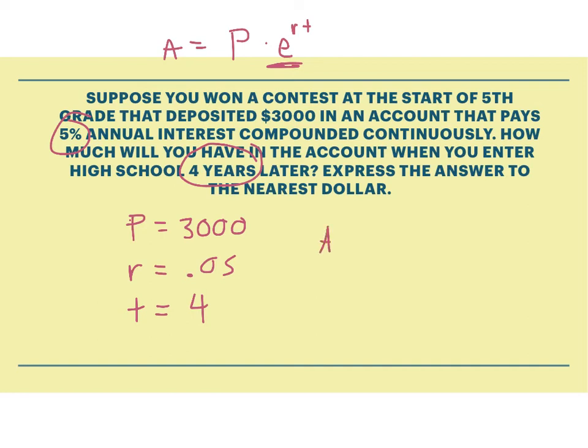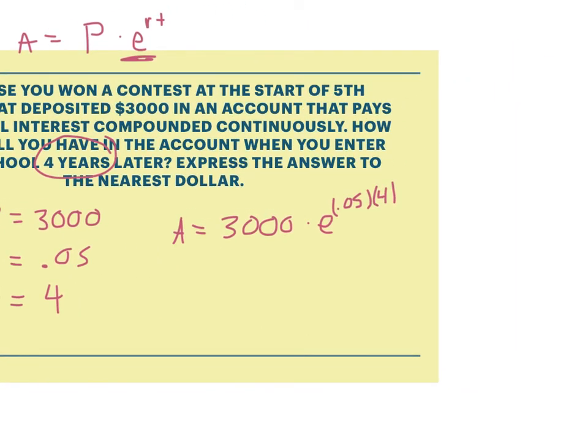So our amount in our account is going to be 3,000. We're just plugging in all of our numbers now, so we have 3,000 times e raised to the 0.05 times 4. So we're going to put this into our calculator first. So we have 3,000 times e raised to 0.05 times 4, which is 0.2. And now we're going to say e raised to the 0.2.